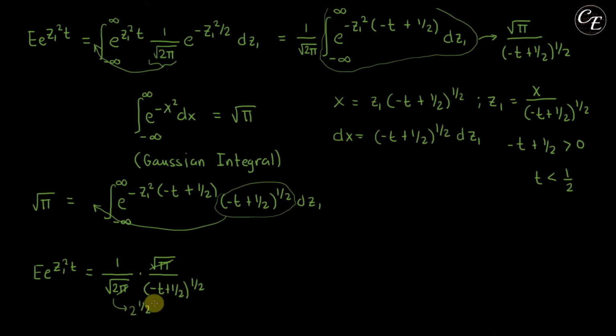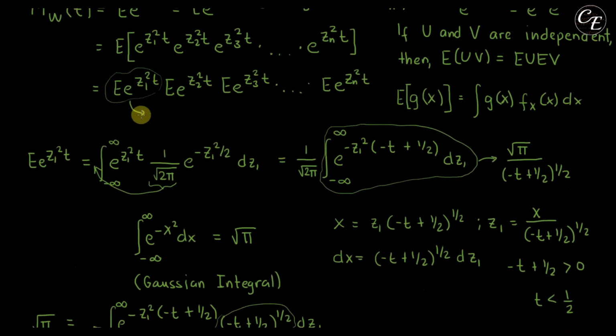And then since they have the same exponent, we can combine them together as raised to 1/2, 2 times negative t is negative 2t, and then 2 times 1/2 is 1. Then we can just interchange this negative 2t and plus 1, so we have here (1 minus 2t) raised to 1/2. Then we have now the value for this one, so we can put it in there. This is 1 over (1 minus 2t) raised to 1/2.